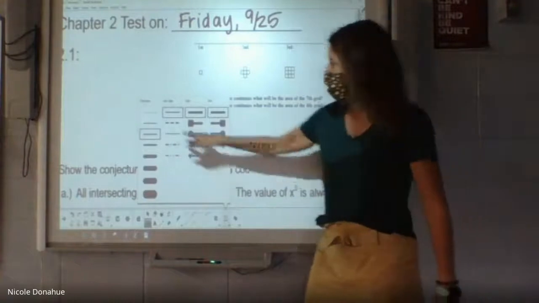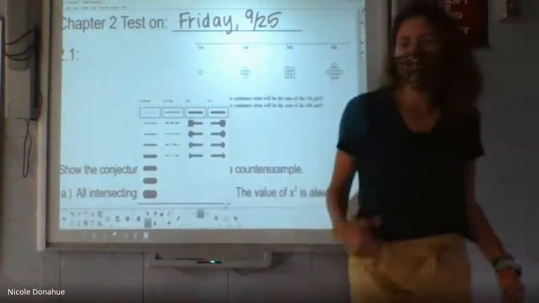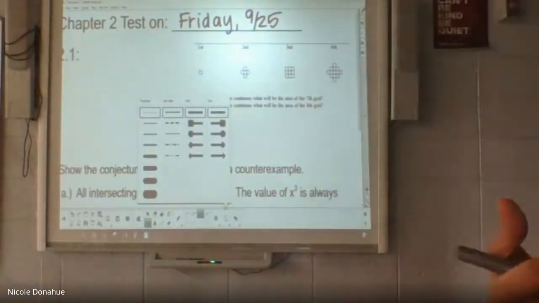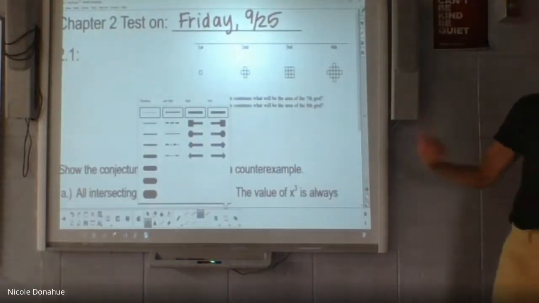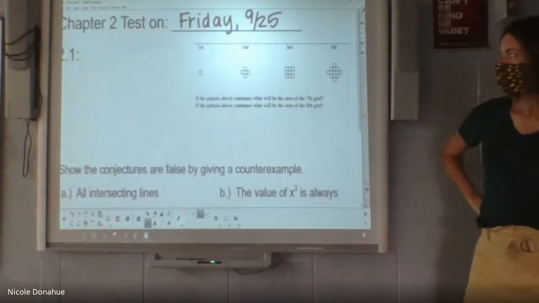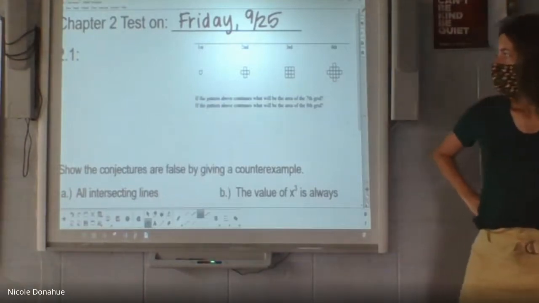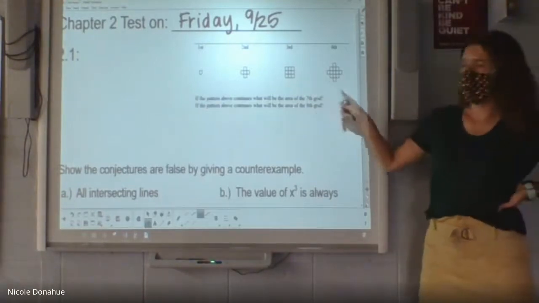So in 2-1, we talked about the different patterns, using examples to come up with a pattern and make your prediction. So they asked for the area of the grids. I don't know if you read that.